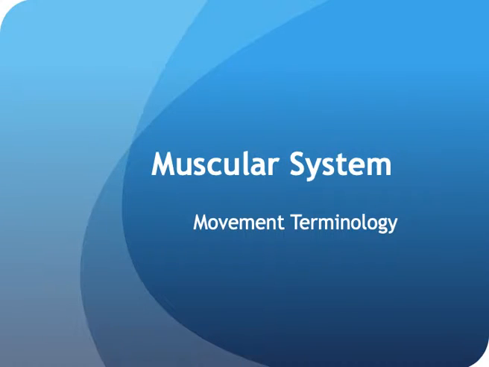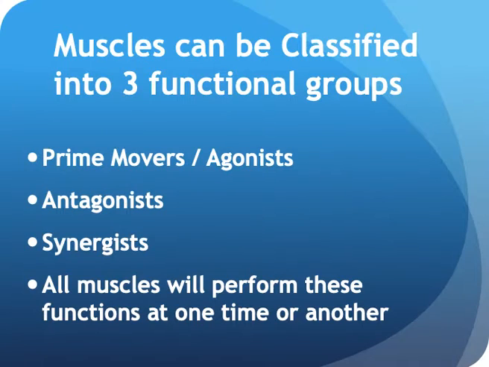So the first thing we want to look at is, again, we can classify muscles in a couple different ways, and one of the main ways that we're going to do this is to classify them into these 3 functional groups. You've probably heard these terms before, especially if you do a little bit of weightlifting or training. We're going to classify them into prime movers, which you'll also hear called agonists. Another functional group is the antagonists, and the third one is the synergists. The important thing to remember is that all muscles in the body are going to do all of these jobs at one time or another.